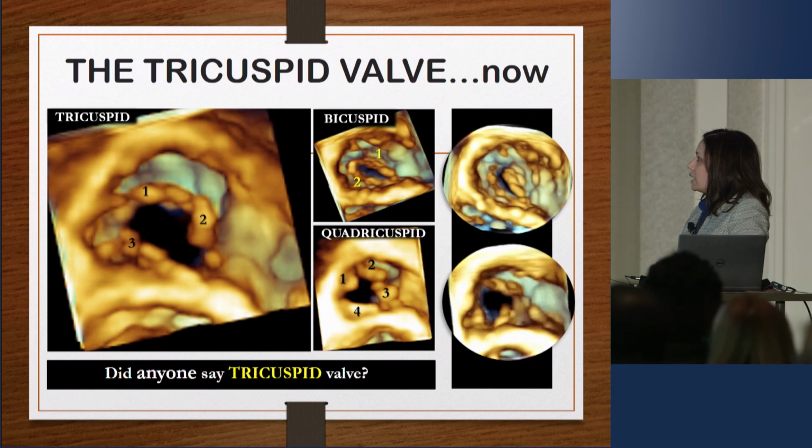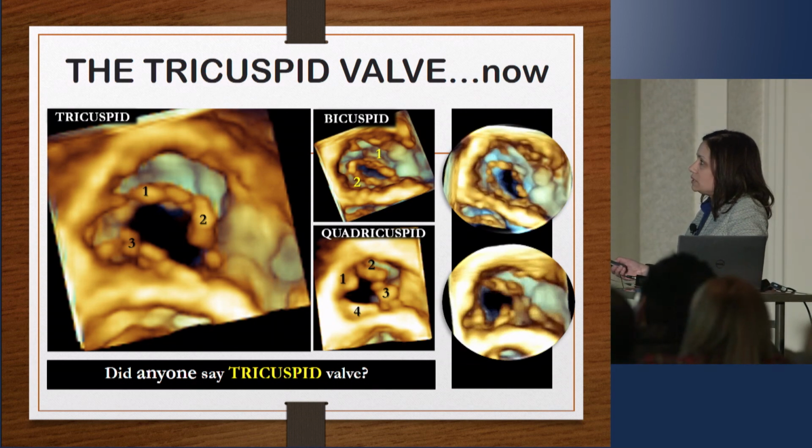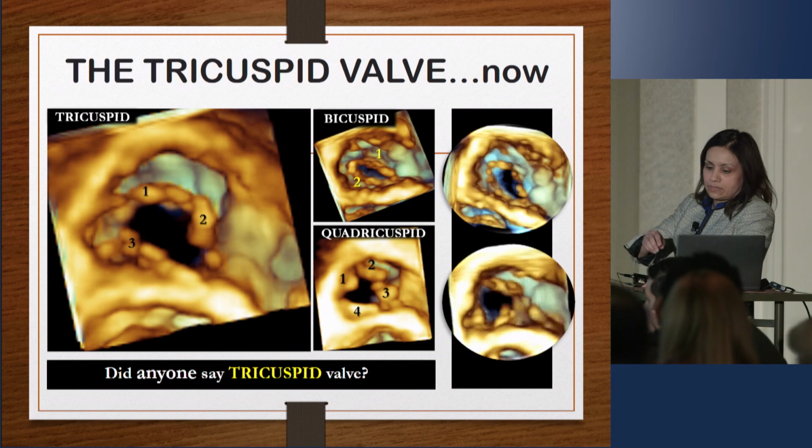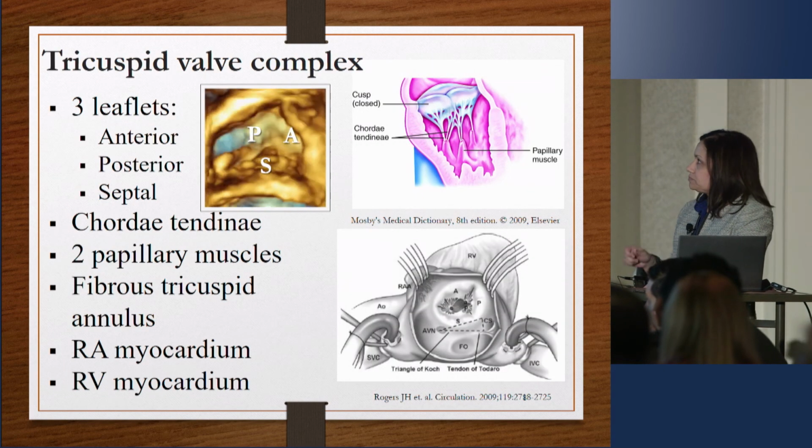We can also look at the number of leaflets. We know that the tricuspid valve is supposed to be tricuspid, so it should have 3 leaflets. But we are now realizing that you can actually see tricuspid valves which are bileaflet or bicuspid, as you can see here, even quadricuspid tricuspid valves. And pathologically, people have described up to 8 leaflets of the tricuspid valve.